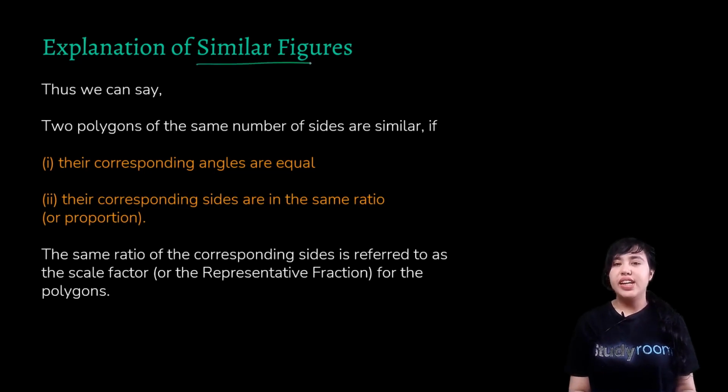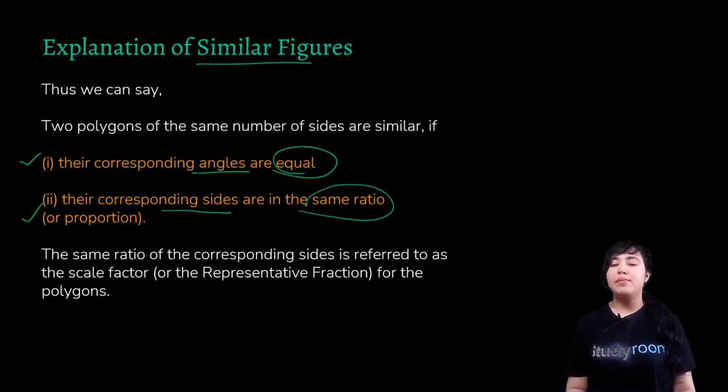So for similar figures, these are the two things that you look for. You need to check the corresponding angles, and you need to look for the corresponding sides. What about the angles? They have to be equal. And what about the sides? They have to be in the same ratio.